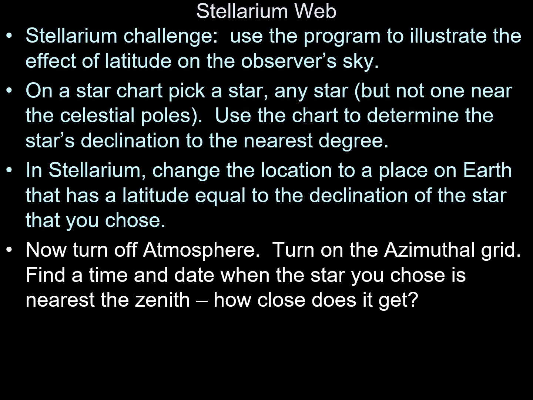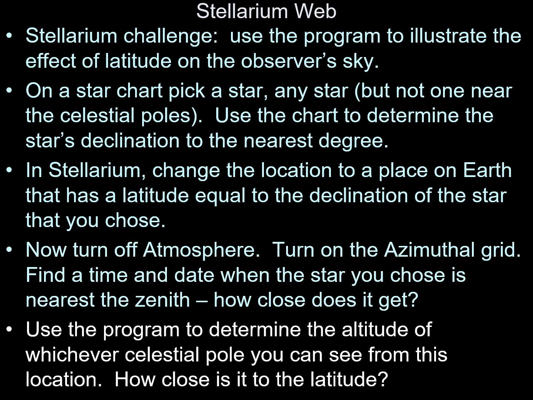Find a date and time when the star that you chose gets close to the zenith. It should get really close to the zenith because that's what's supposed to happen. If you see a star at the zenith, it has to be on a declination equal to your latitude. So you can test that idea. You also can test the idea that the altitude of a celestial pole should equal your location on Earth. So if you can see the celestial North Pole from wherever you go, try to determine its altitude and see if it's close to your latitude.